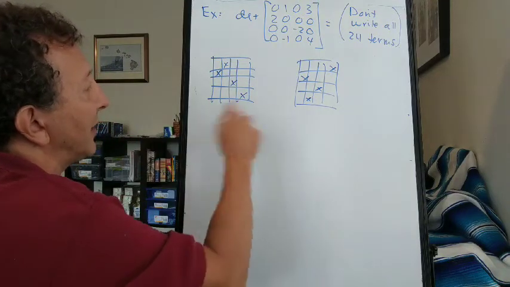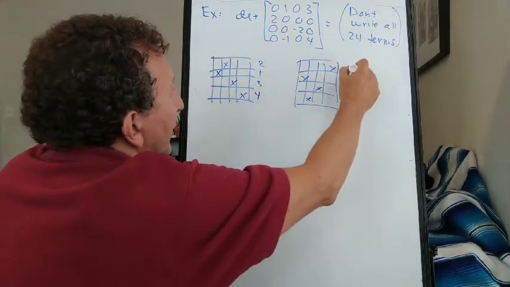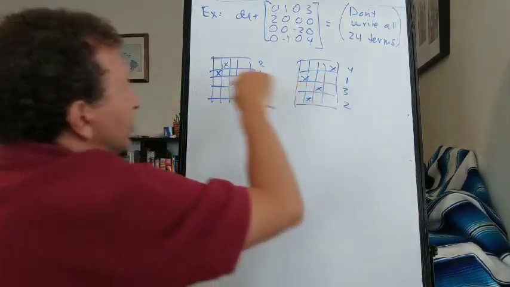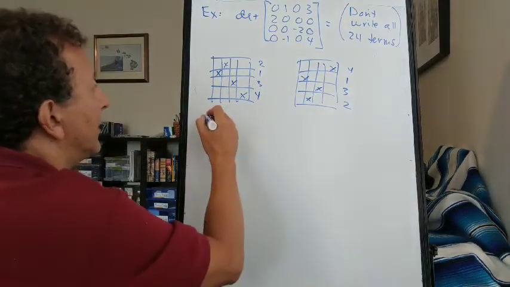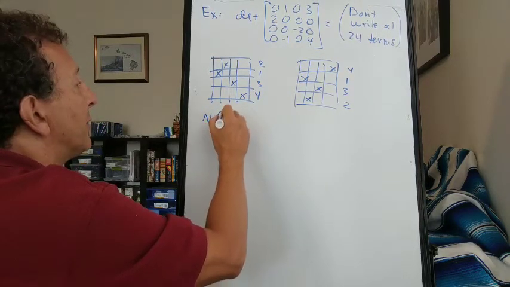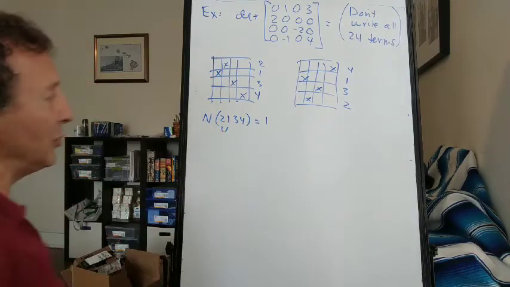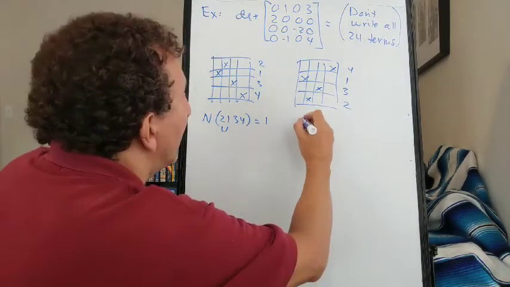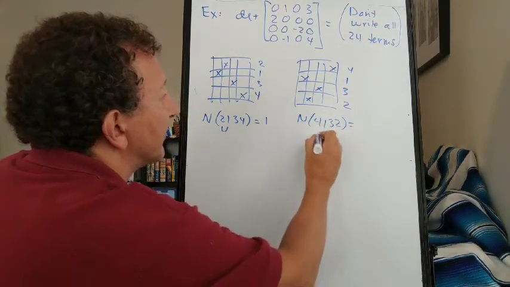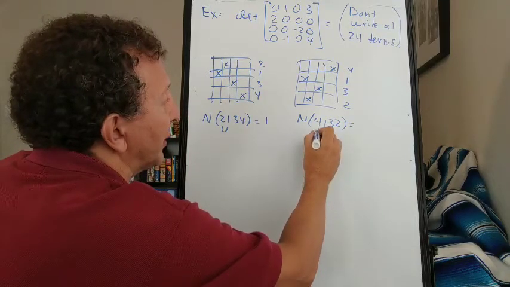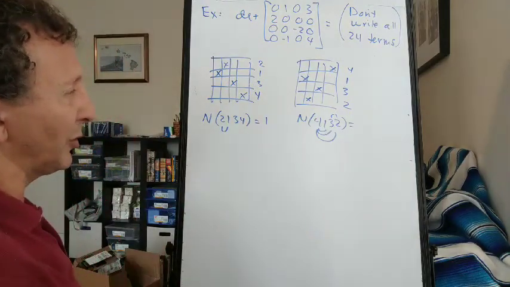Now the permutations defining these two pictures are 2, 1, 3, 4, and 4, 1, 3, 2, just reading what column each x is in in the various rows. The number of inversions in 2, 1, 3, 4 is 1, because only the 2 and 1 are out of order. The number of inversions in 4, 1, 3, 2 is, let's see, 4 is bigger than everything and it comes before everything, so it's at least 3. And then 3 is bigger than 2 and comes before 2, so it's 4.